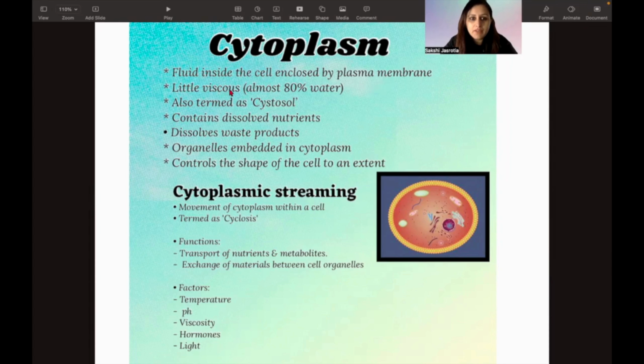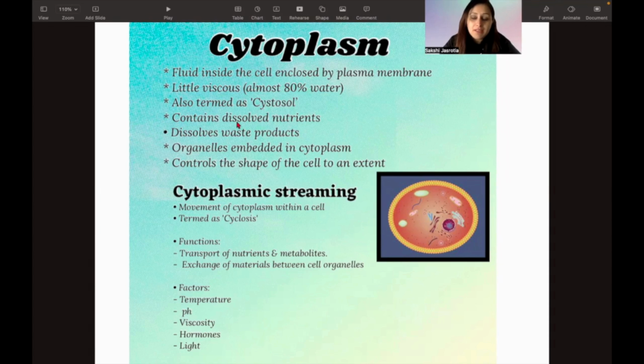It is less viscous. Viscous means, viscosity क्या होती है? Viscosity is the thickness of a liquid. अब इसमें अगर 80% of water is present, that means its viscosity is very less. So it is less viscous. It is also called as cytosol. कुछ books में इसका नाम cytoplasm का cytosol भी दिया गया है.